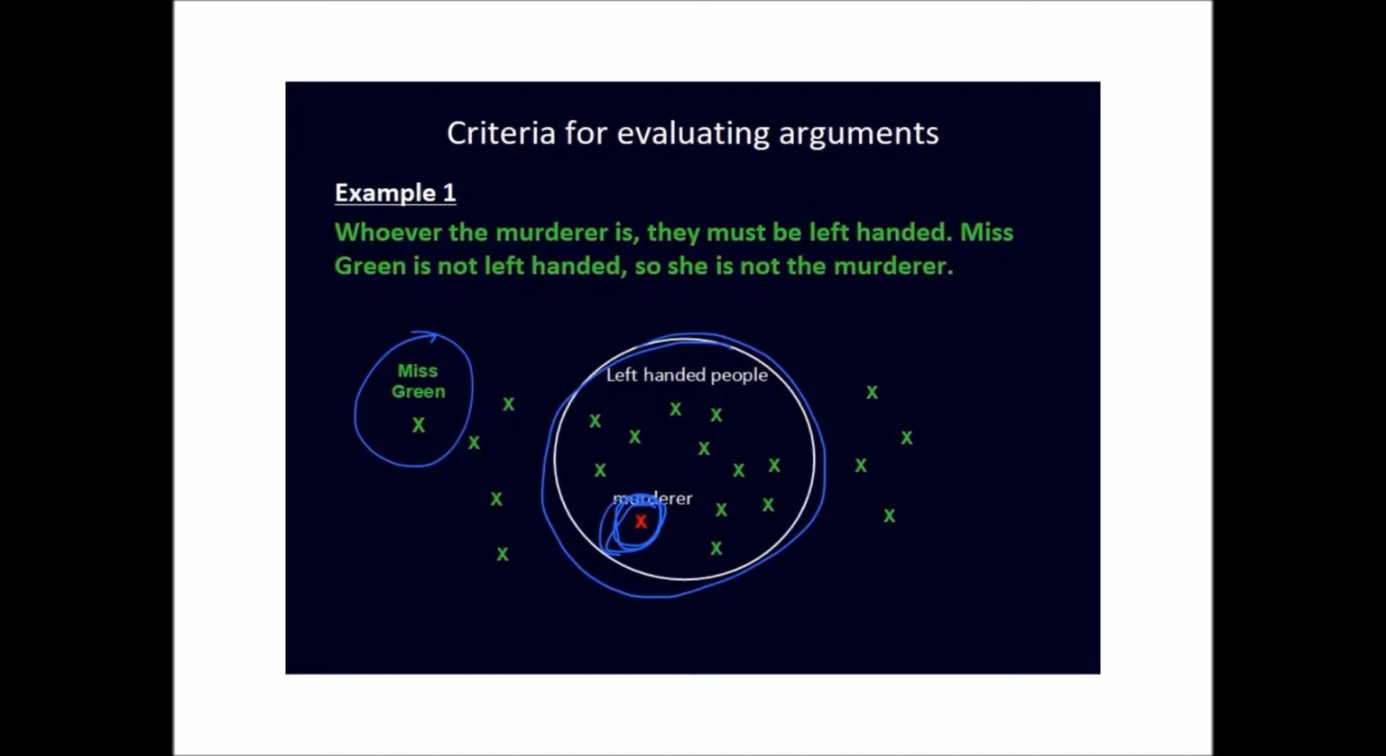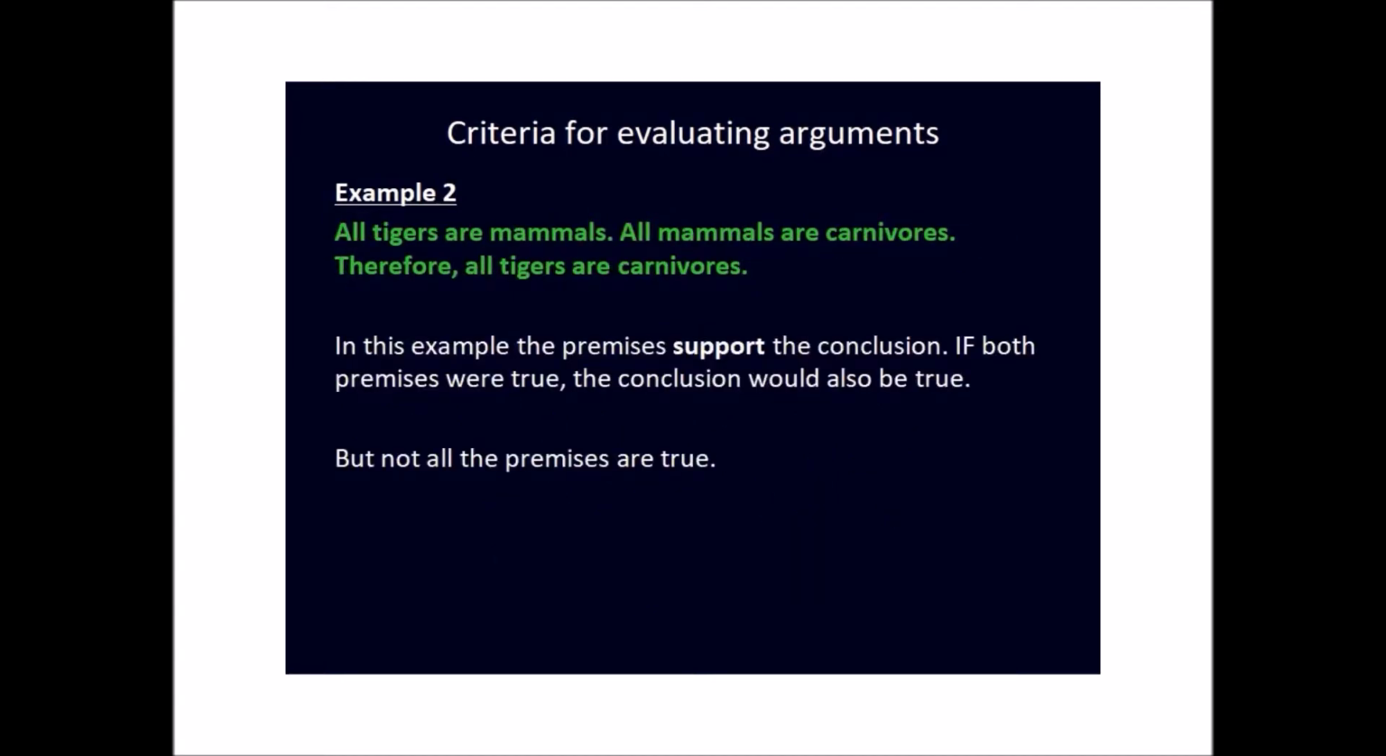must be left-handed. Have a look at this example which illustrates the same point. All tigers are mammals and all mammals are carnivores. Therefore, all tigers are carnivores. Now, in that example, again, the premises do support the conclusion. Because if they were true, the conclusion would be: if all tigers are mammals and every mammal is a carnivore, then tigers would also be carnivores. But, of course, this is not a cogent argument because not all the premises are true.